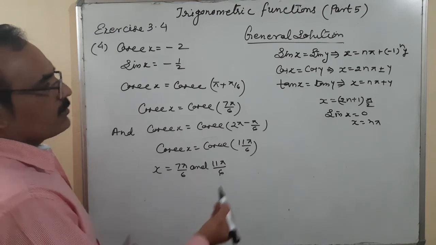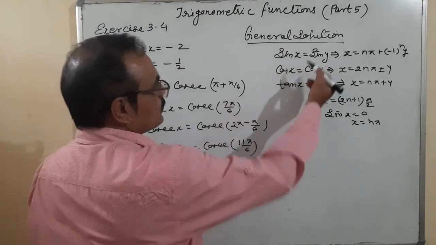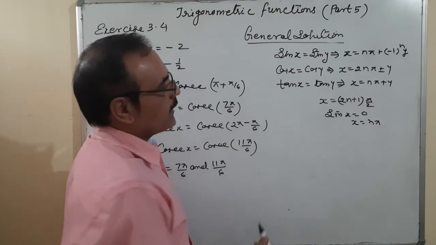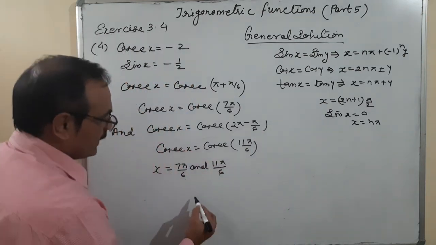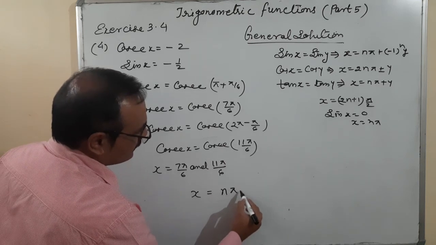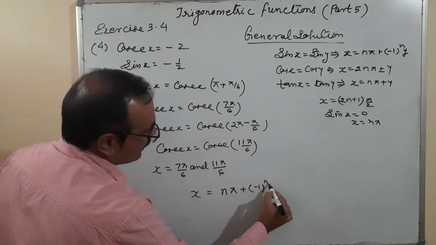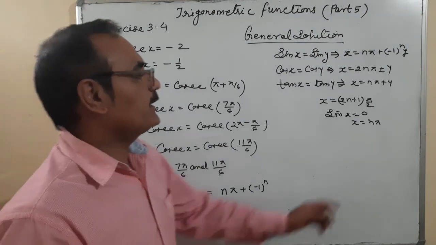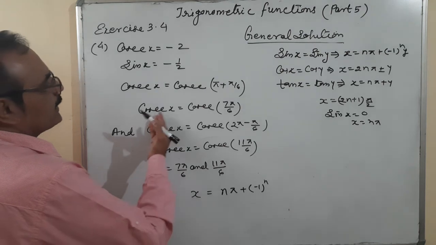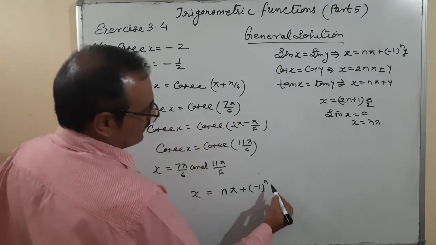Now let us discuss the general solution. For sin x, the same formula: x is equal to n pi plus minus 1 to the power n times y. So x is equal to n pi plus minus 1 to the power n, and what should I write here for y? The value of y you can put anything, like 7 pi by 6, I can put here.